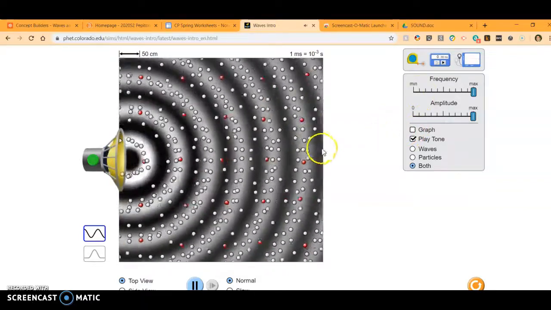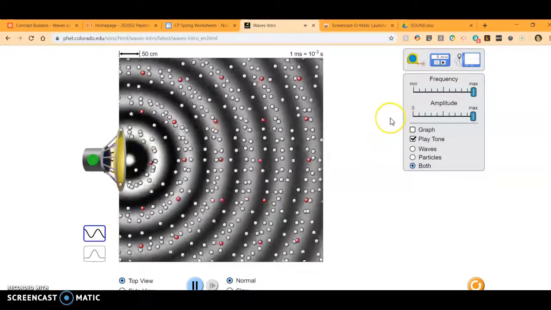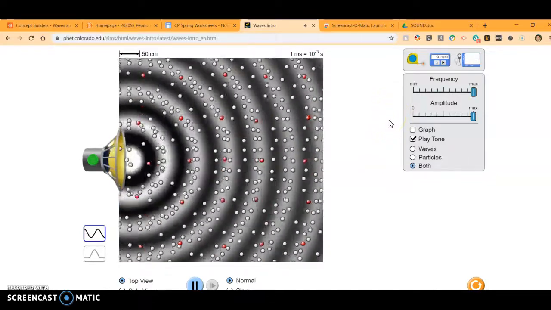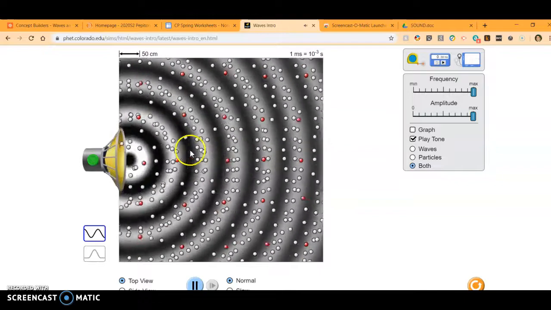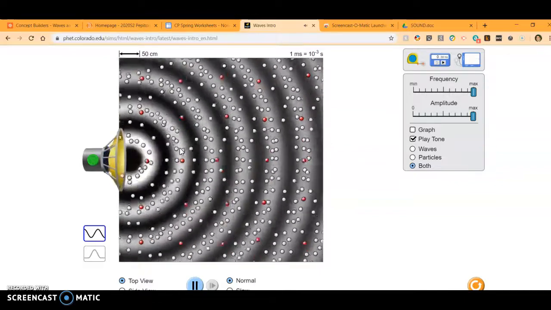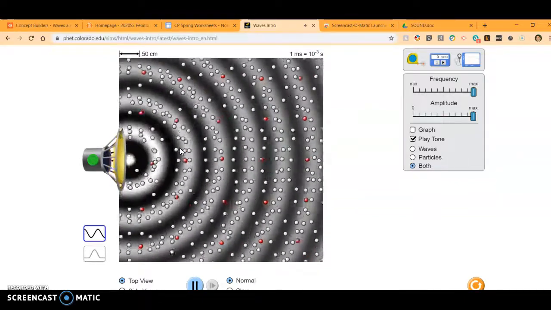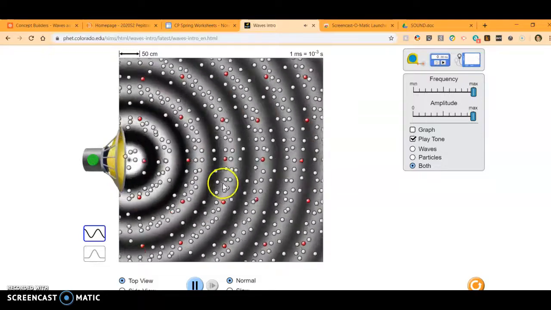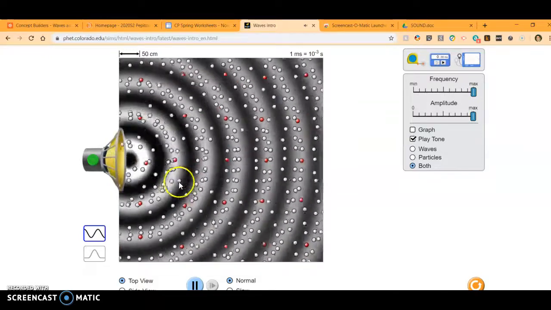Have fun playing around with this and listen to some music today and listen to the different tones that you're hearing and realize those are really just air particles moving back and forth. Every music note you have ever heard is based on waves.